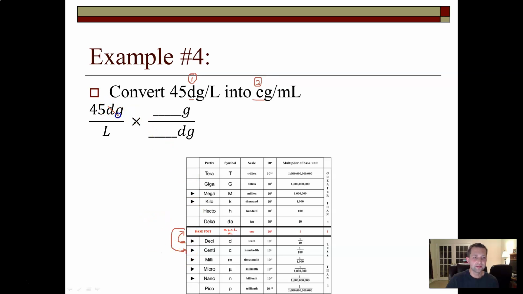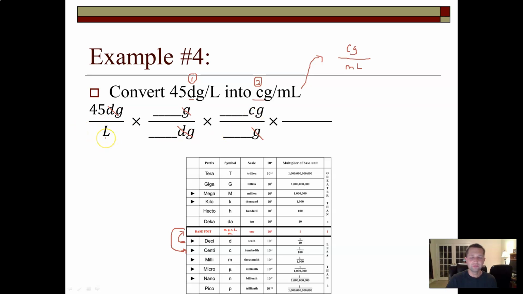So whatever you want to cancel goes on the opposite side, and whatever you want to convert to goes in the other spot of your fraction. I want to cancel out grams, put it on the bottom, and go to centigrams. So now look, the unit I want on top, what do I want this to look like? Centigrams per milliliter. So centigrams is on top. That's good.